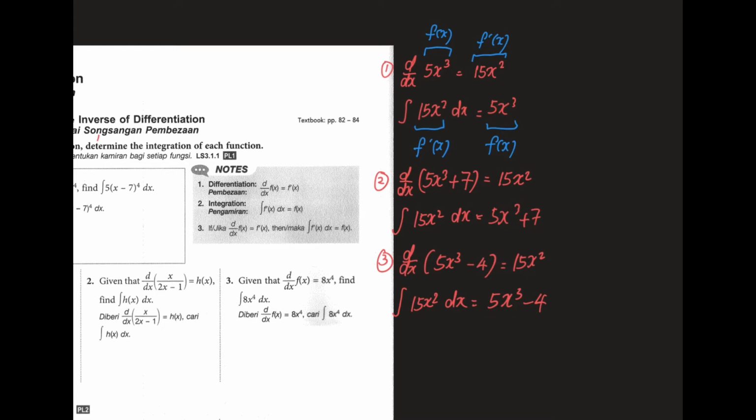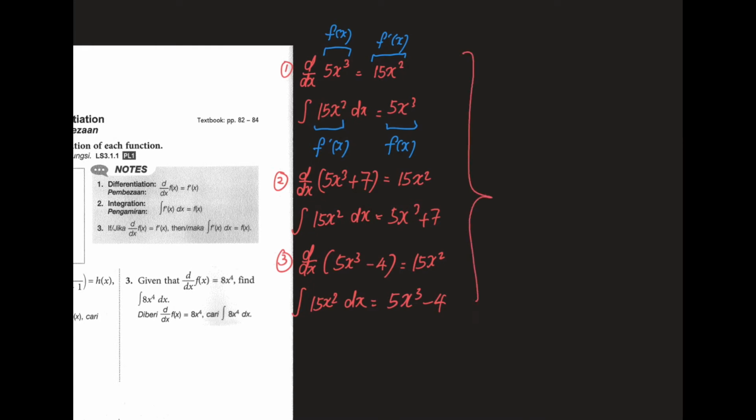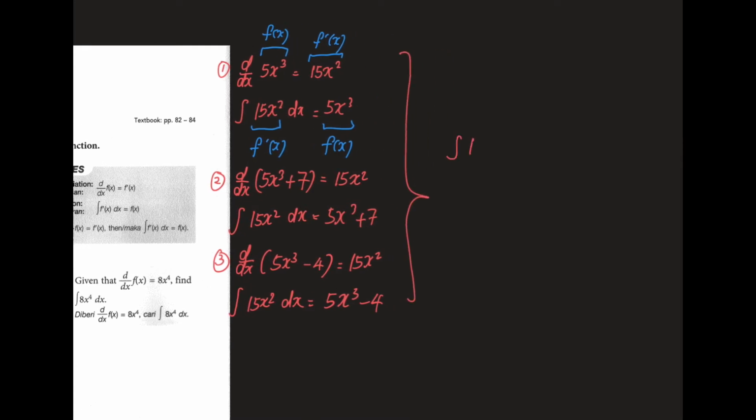In general, we just put all these in this way. When you integrate 15x squared, we will just write it as 5x cubed plus c. The c is any number, okay? So it can be -4, it can be 7, it can be 0 for this case. So you can always see plus c over there because the c is not fixed, it can be any number.